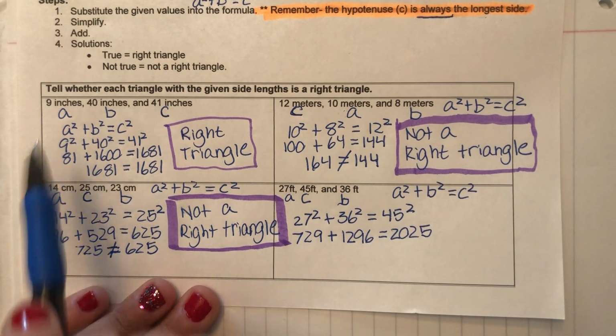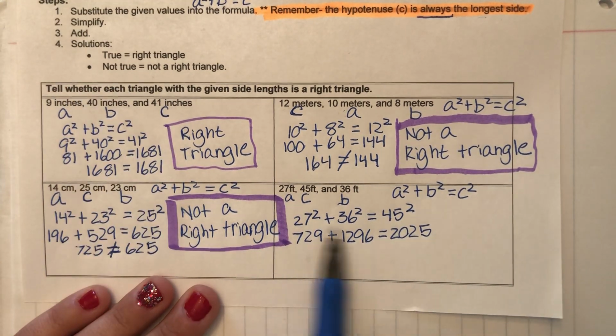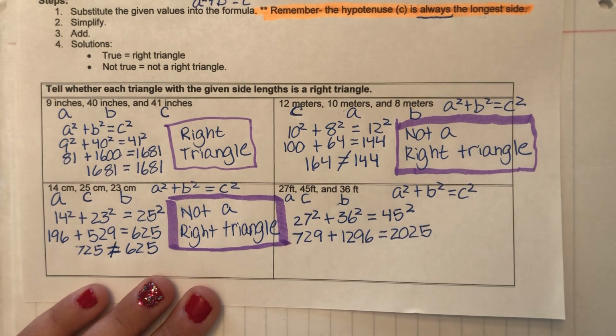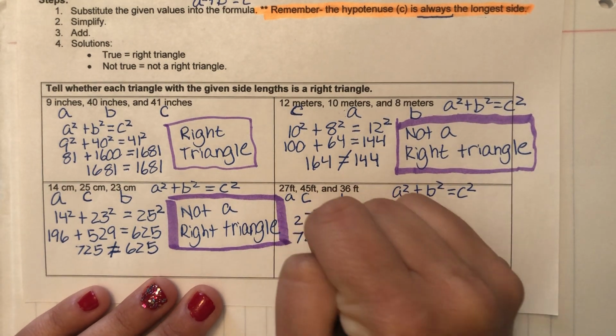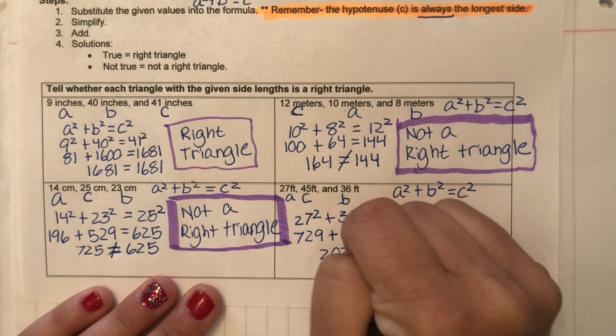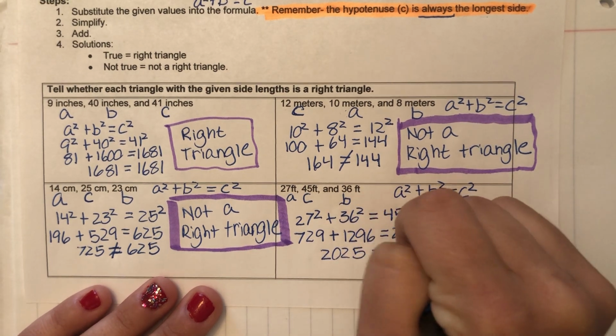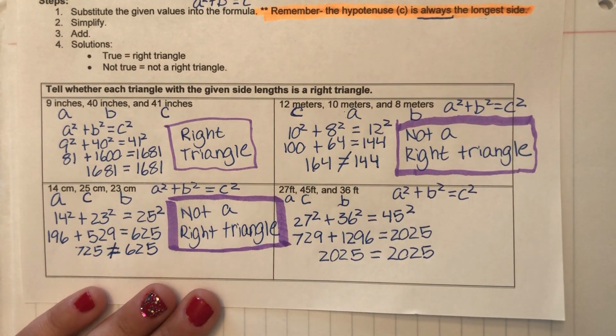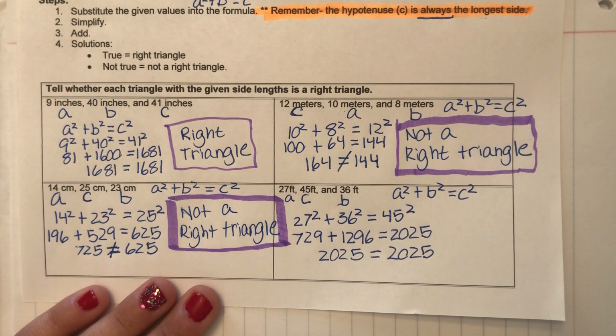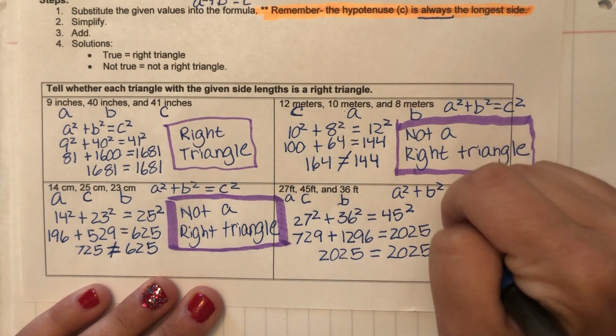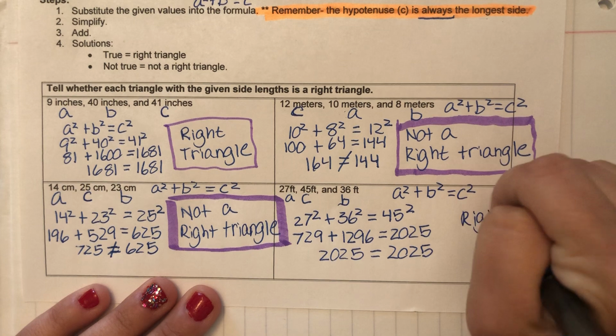So we just simplified. Now we need to add. We're adding these values together. When we add them together, we get 2,025 equals 2,025. That is a true statement. So that means that this is a right triangle.